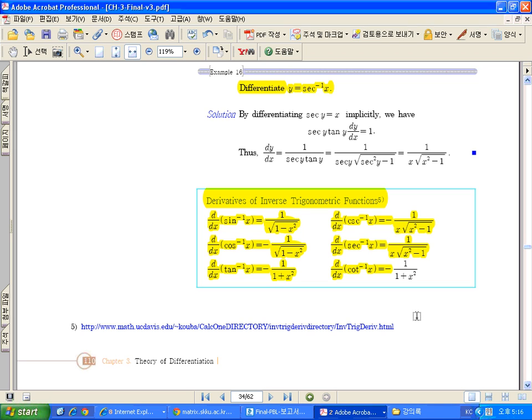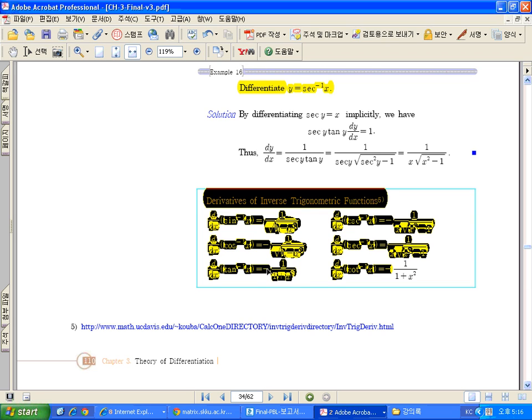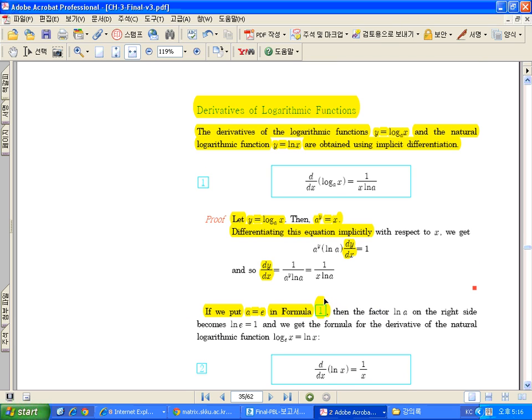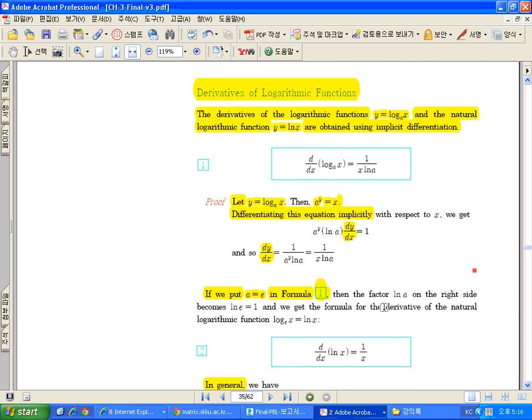Okay. Let's keep going. Yeah, before we go, we may find the errata on here. This minus sign should be a plus here for the arctangent. Okay. Next is the derivative of the logarithmic function.